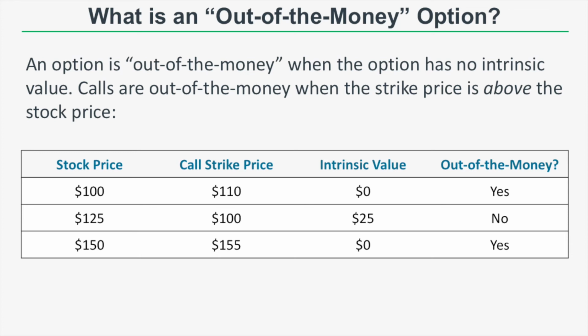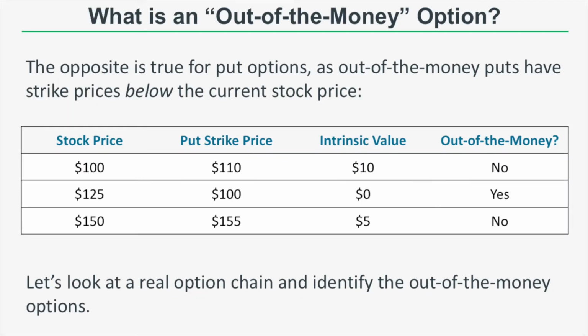Now, if we're looking at a $125 stock and we're looking at a call option with a strike price of $100, that call has $25 of intrinsic value and is therefore not out of the money because it is in the money. And lastly, if we have a $150 stock and we're looking at a call with a strike price of $155, again, that call has no intrinsic value and is therefore out of the money.